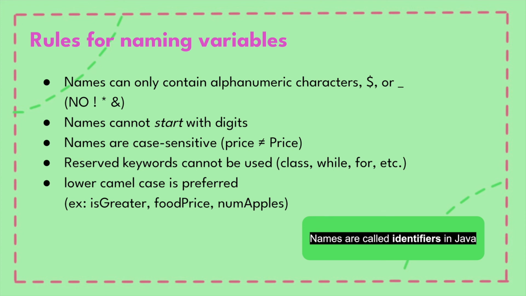Lastly, here is a guideline that won't throw you a syntax error, but is still recommended. Programmers prefer using lower camel case, where we start the first letter as lowercase, but capitalize the first letter of all subsequent words. We do this because Java does not allow spaces in identifiers.